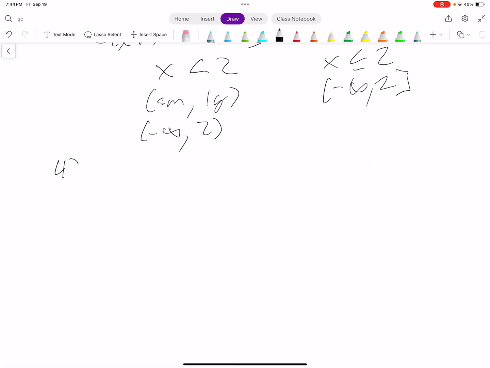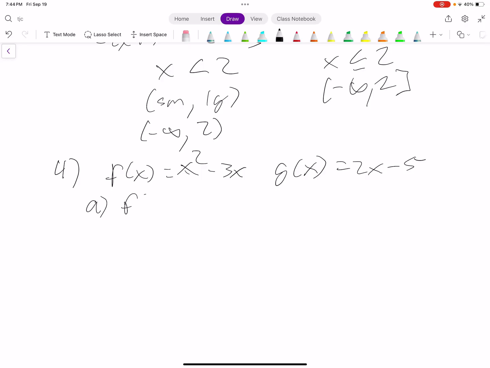Fourth question is they give us two functions, f of x equals x squared minus 3x, and g of x equals 2x minus 5. Then they give us a bunch of function operations. First is, what's f of 2? f of 2 is the f function where you replace x with 2. So you're going to plug 2 into the x value. So it's 2 squared minus 3 times 2, which is 4 minus 6, which is negative 2.